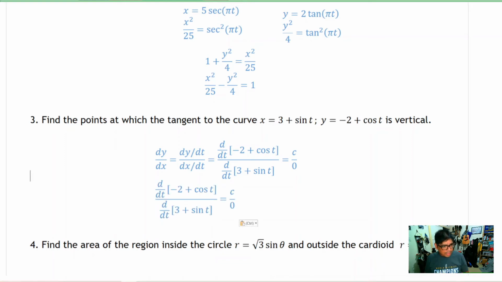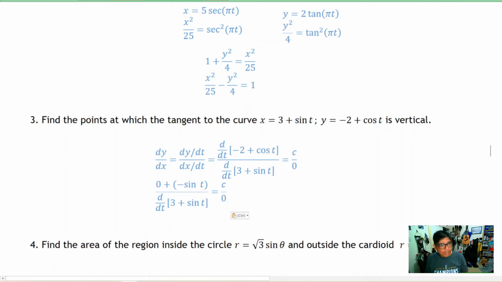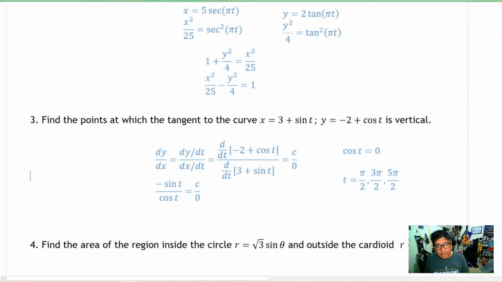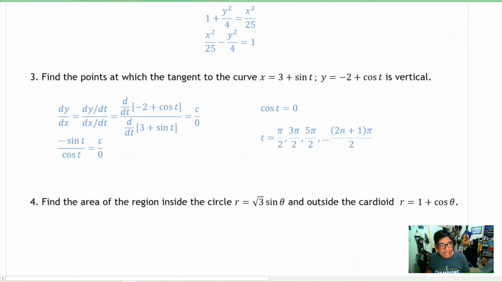Simplifying for our derivatives, the derivative of negative 2 is 0, and the derivative of cosine is negative sine. Looking at our denominator, the derivative of 3 is 0, and then the derivative of sine t is cosine t. We can simplify this to negative sine t over cosine t. So now the question becomes, when is cosine t equal to 0? And that happens whenever t is pi over 2, or 3 pi over 2, or 5 pi over 2. Basically any odd number multiplied by pi over 2. 2n plus 1 is your odd number generator if you were interested in that. So there we have it, number 3.